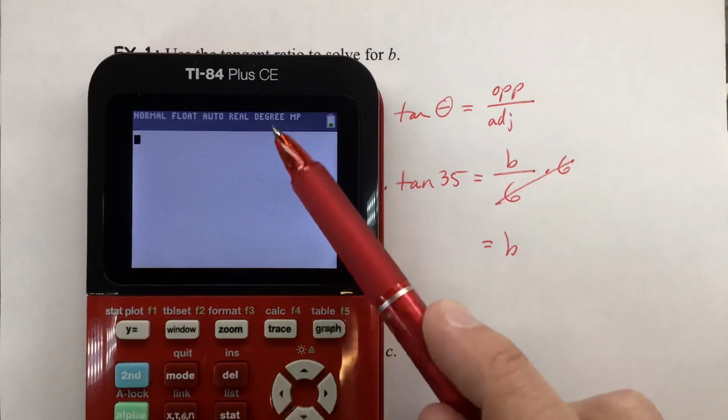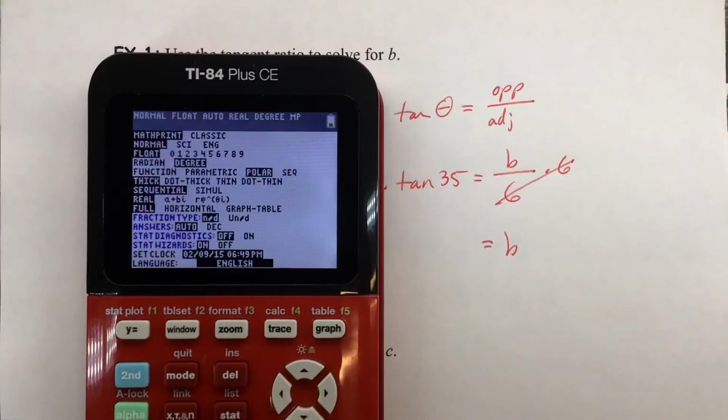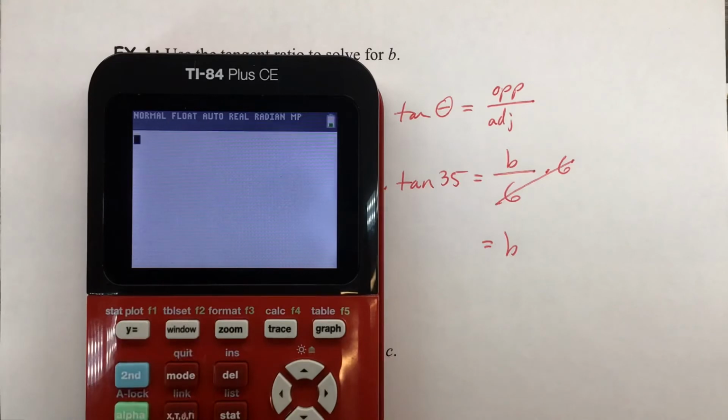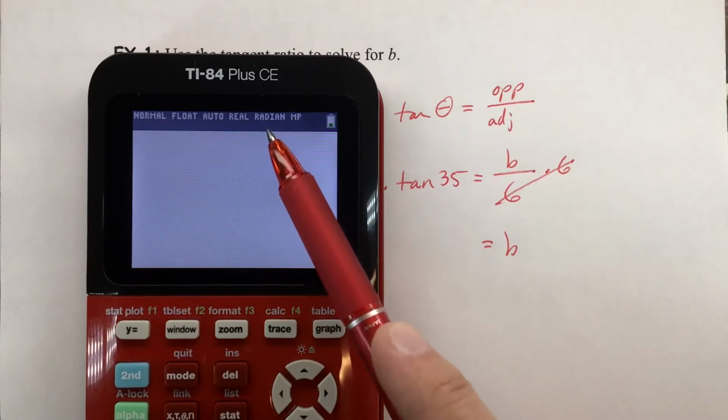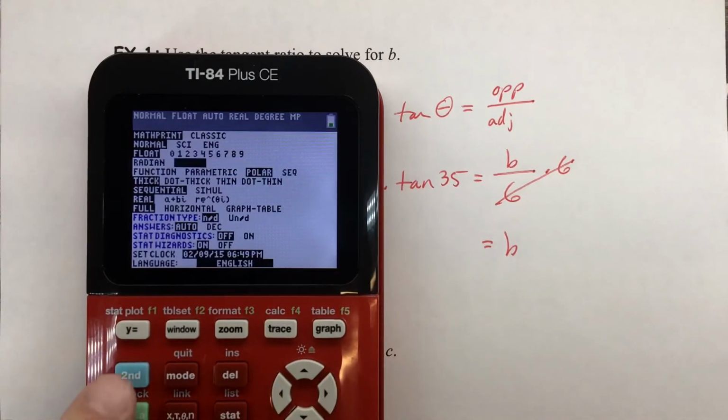All right, now when you do these calculations, your calculator is going to have two different settings. It's going to have degrees. It is also going to have what are called radians. Okay, so at the top here it says radians now. If you use radians for these problems, it's not going to work. So you want to make sure that you are in degrees. Okay, so I'll go back and reset that.